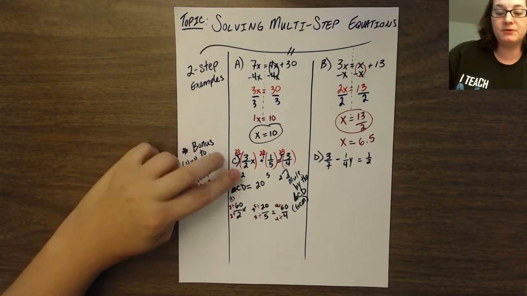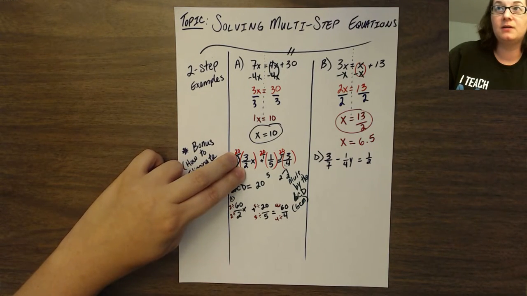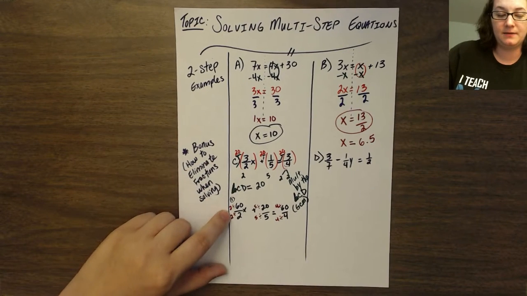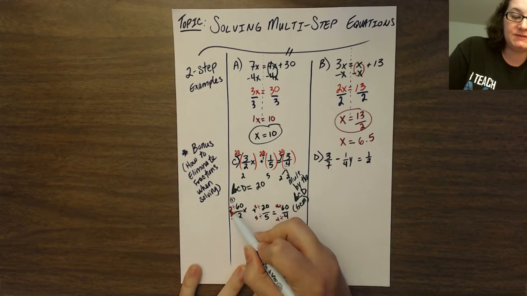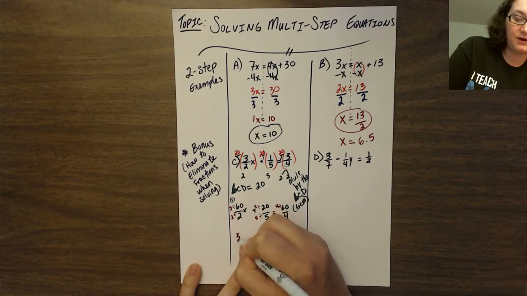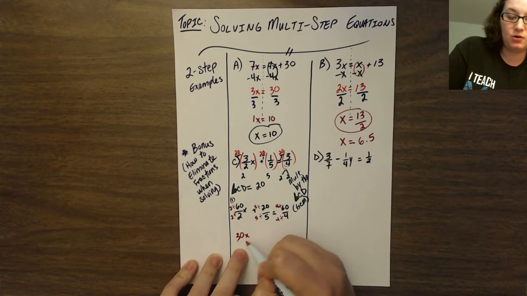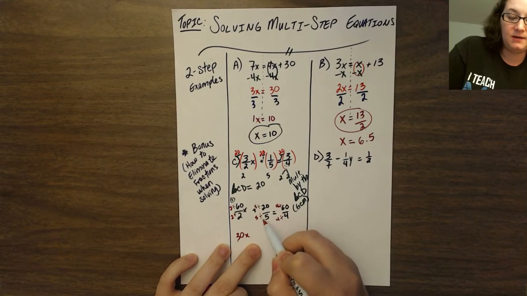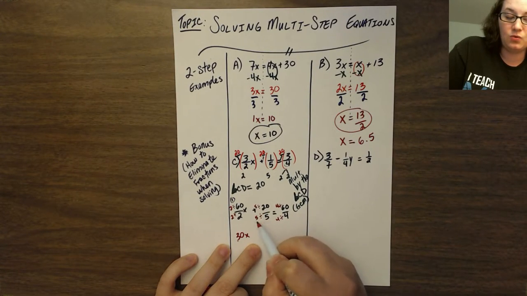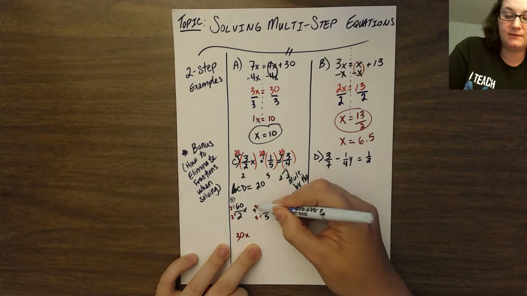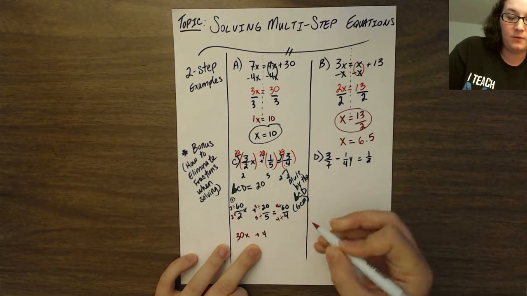So I end up reducing what I multiplied by. So 60 divided by 2 is just 30. And then 2 divided by 2 is 1, so I'm not going to write the over 1. Here, again, I'm going to be dividing by 1, so I don't have to write that. And then 20 divided by 5 gives me 4.